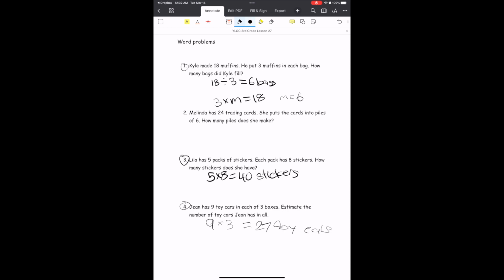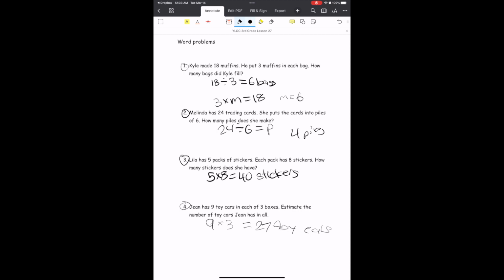You know what? Since I know you guys are feeling serious, let's just do number 2. Complete the whole packet. Alright, so Belinda has 24 trading cards. So she puts the cards into piles of 6. How many piles does she make? Well, if she has 24 total trading cards, then 24 divided by 6, which is how many cards there are per pile, she'd get the amount of piles. So 24 divided by 6 is equal to 4 piles.